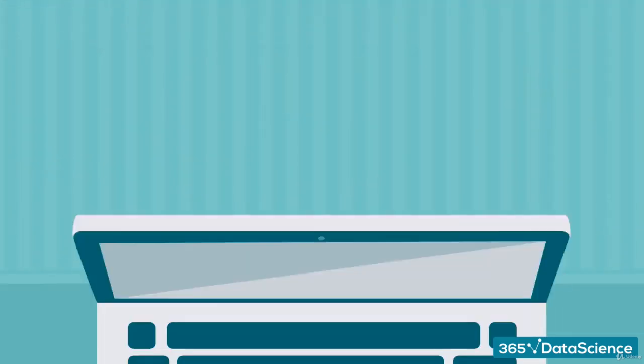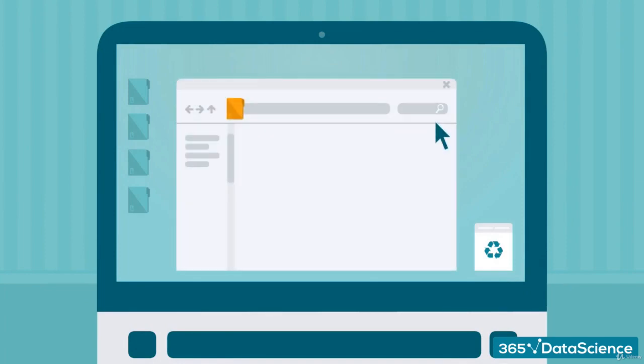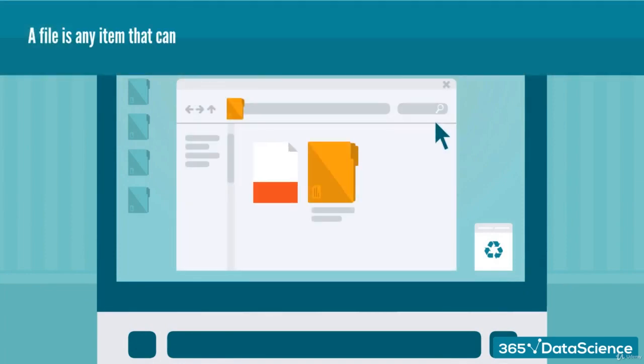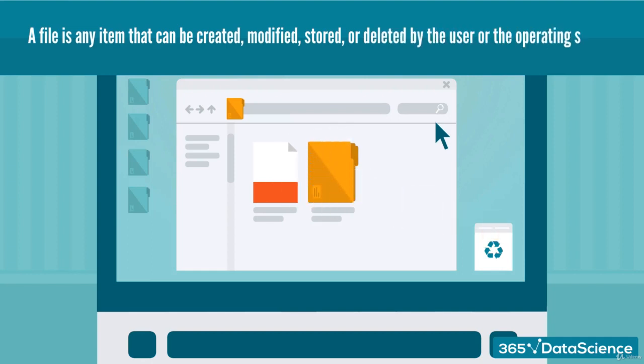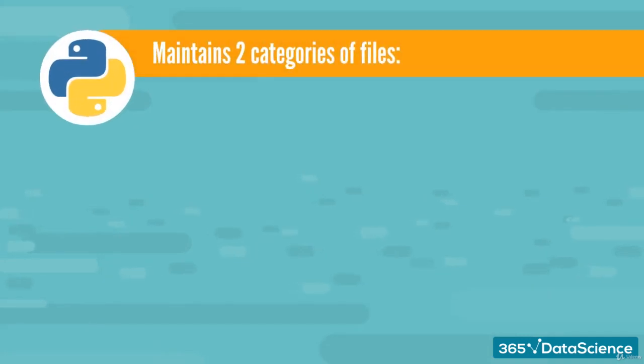For starters, we all know that in Windows, Mac, or other operating systems, a file is any item that can be created, modified, stored, or deleted by the user or the operating system. This includes image, sound, and video files, as well as workbooks, text documents, and many more. In contrast to operating systems, Python only maintains two categories of files: text and binary.